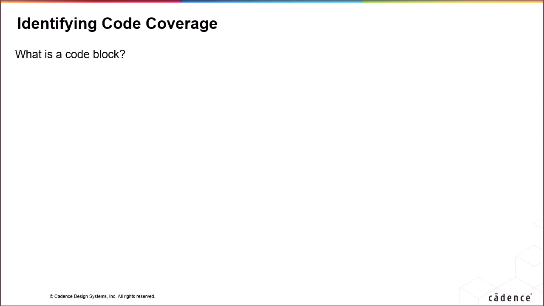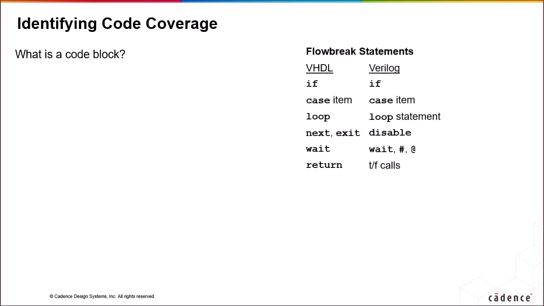Using the definition that a block is a contiguous set of code statements that execute together, the flowbreak statements determine the code blocks. The statement after a flowbreak statement starts a new block because that statement does not necessarily execute with the previous statement. Flowbreak statements are the branching and looping statements and the timing control statements.